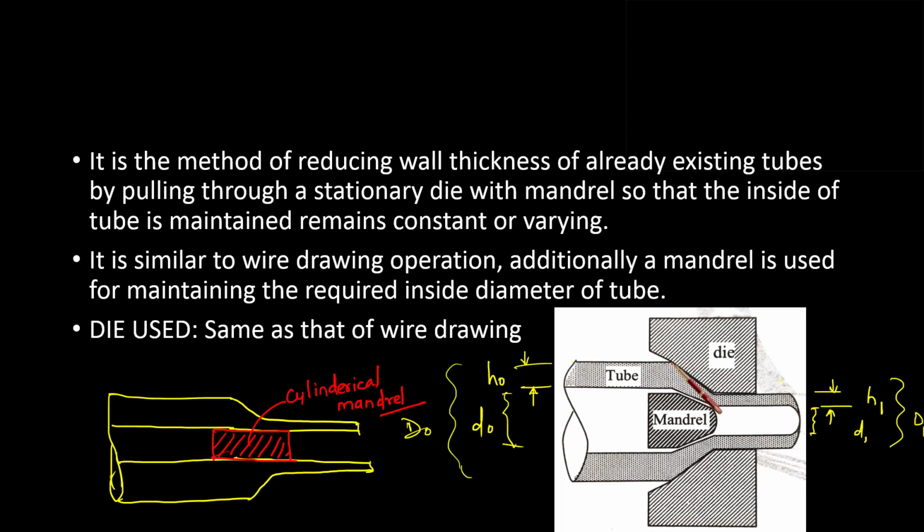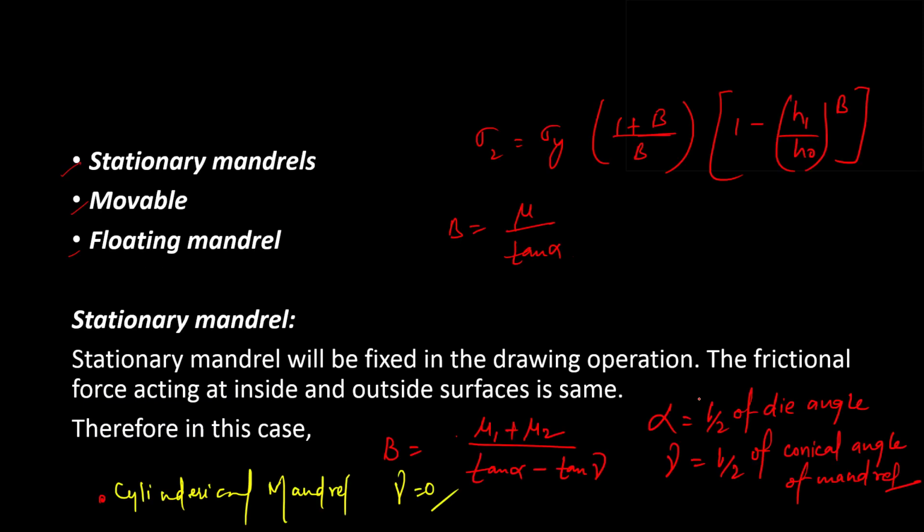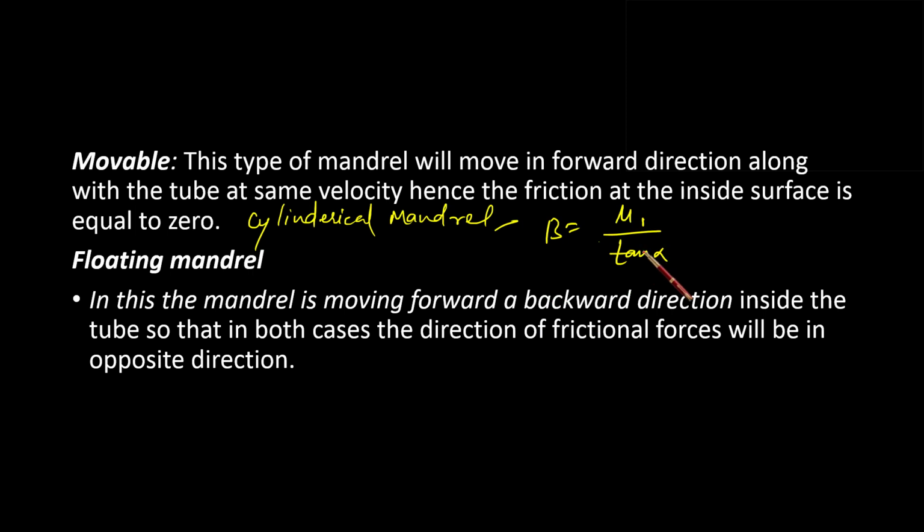See here, there is this surface in contact, actually it is sliding. So this is mu1. The friction coefficient along this surface is mu1. Friction coefficient along this surface is mu2, right? But in case of a stationary mandrel, at both the surfaces there is friction, so mu1 and mu2 both are added. But in case of a movable mandrel, only mu1 is applied, because this is moving with the tube, so there is no mu2. That's why here you can see mu1 by tan alpha.